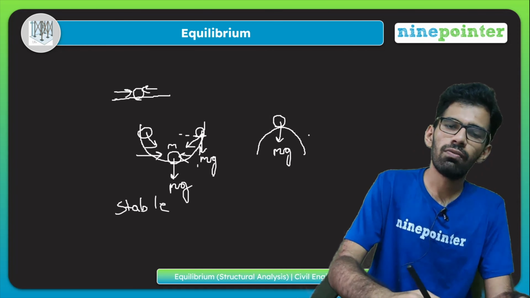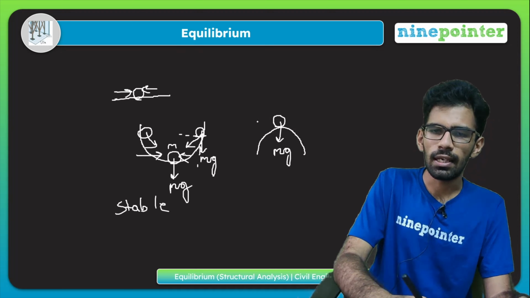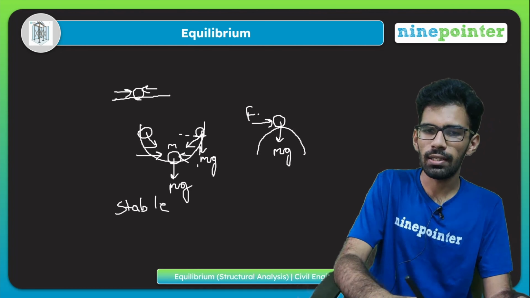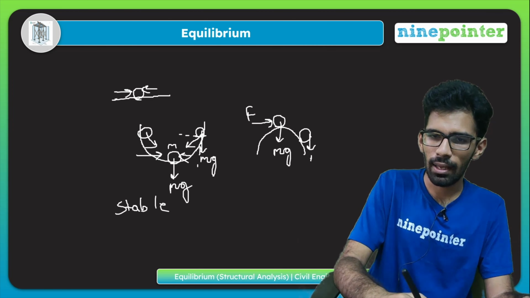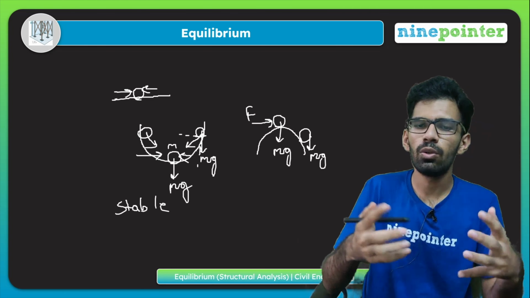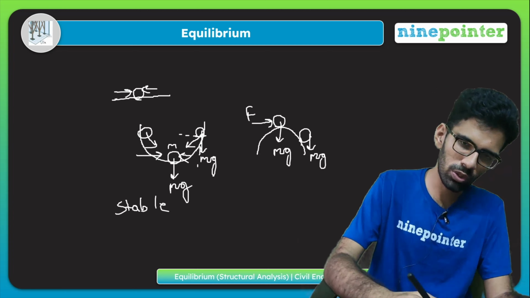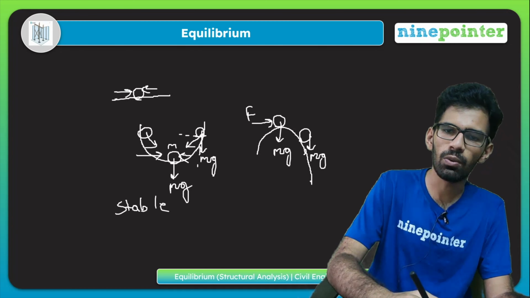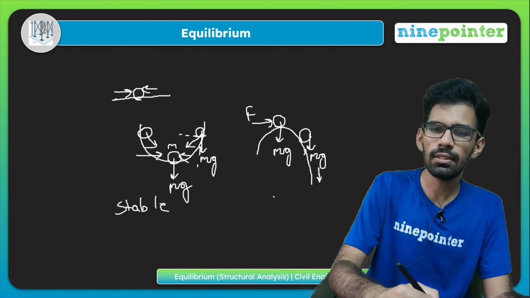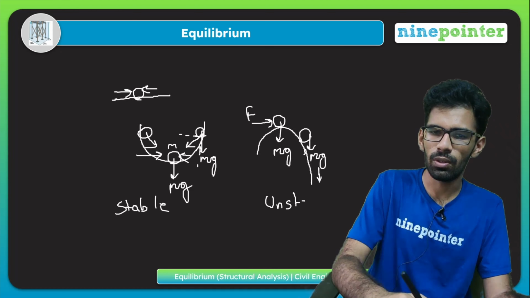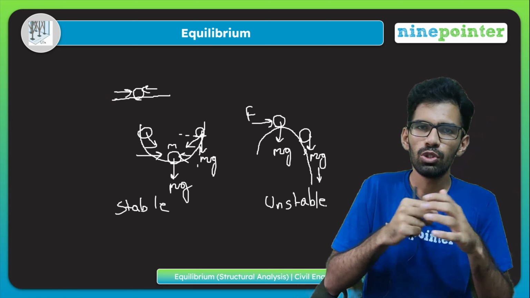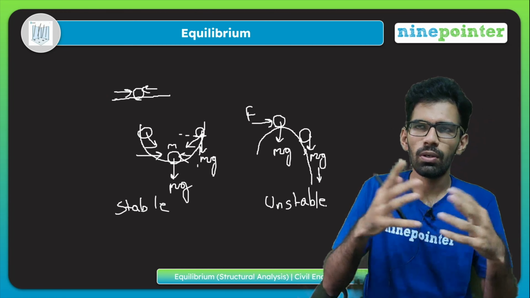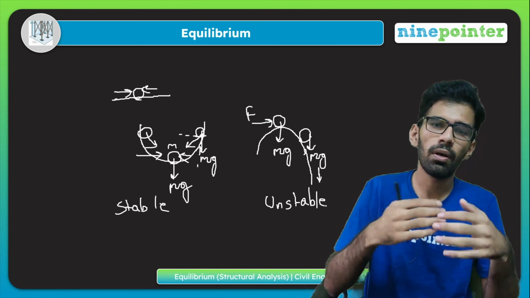Okay. Now for the unstable part. Let's see. अगर यहाँ पे किसी ने force लगा दिया F, then the ball will go somewhere here, but still the mg is downwards and no other forces are acting on it, so it will move infinitely downwards, making this an unstable equilibrium. Okay, so these are the basic types of equilibrium, or this we know from our previous classes.